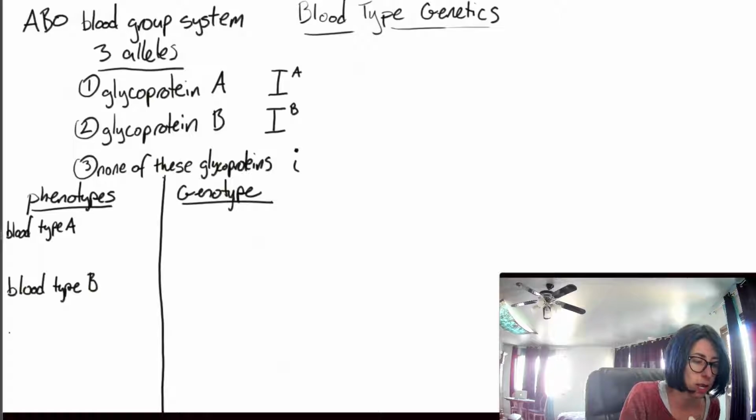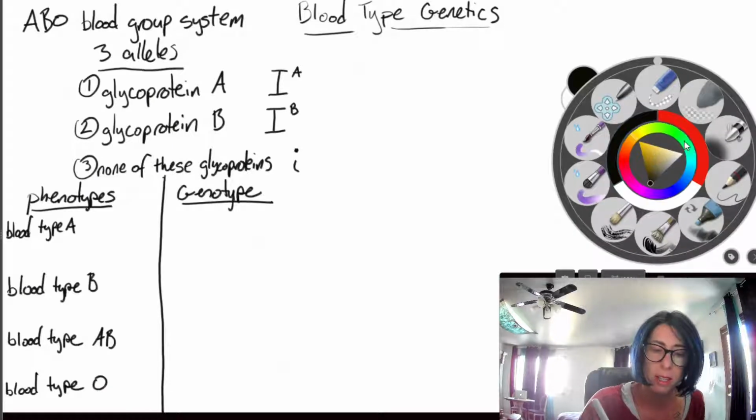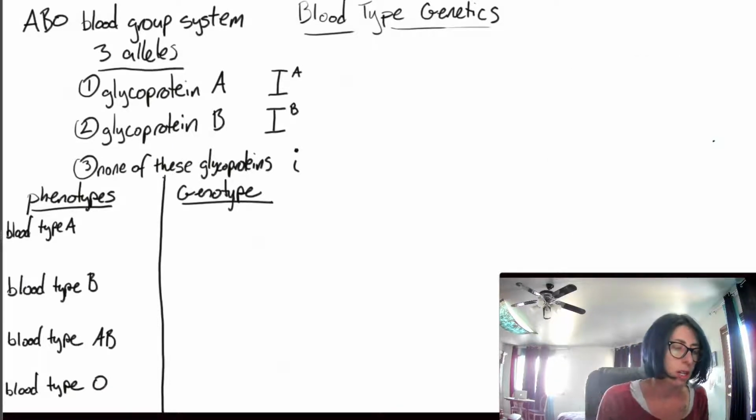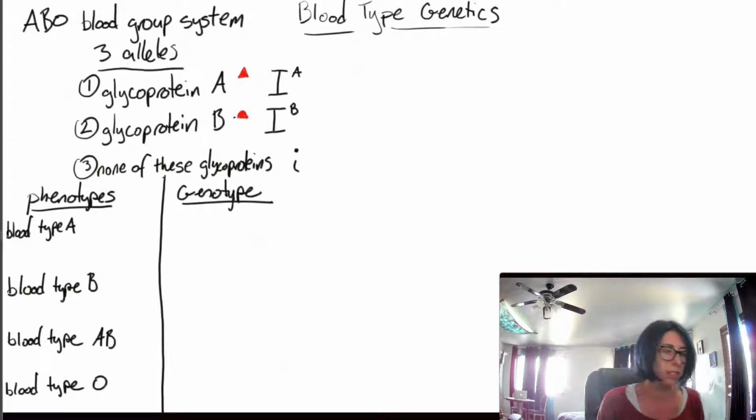You could also be blood type AB. Or you could be blood type O. And I'm going to draw a little red blood cell to go with these. I'm going to say that glycoprotein A, like I did in my last video, looks like a little triangle for A. Glycoprotein B looks like this. And then there's a no expression allele, right?